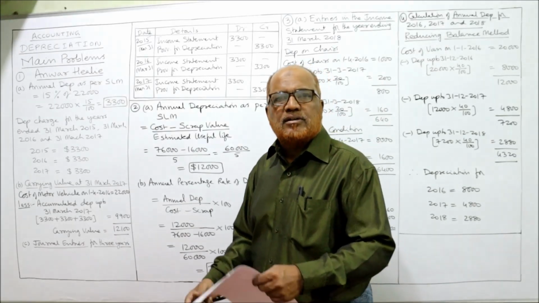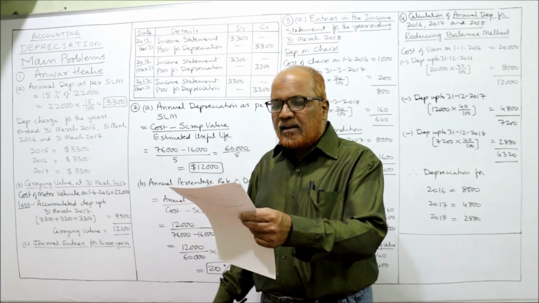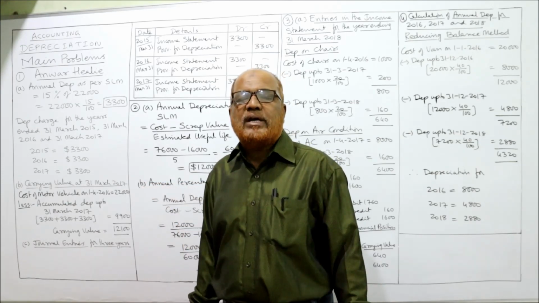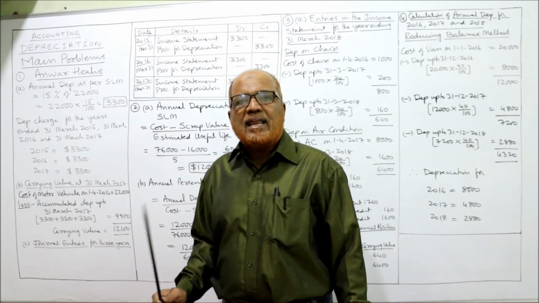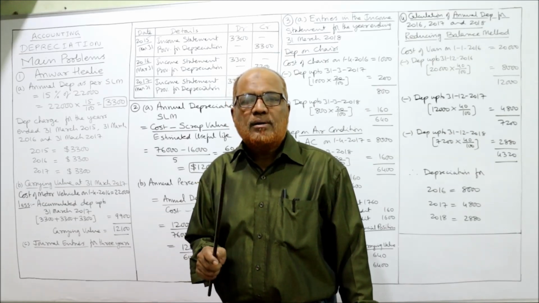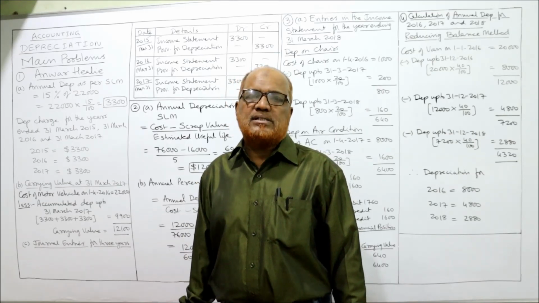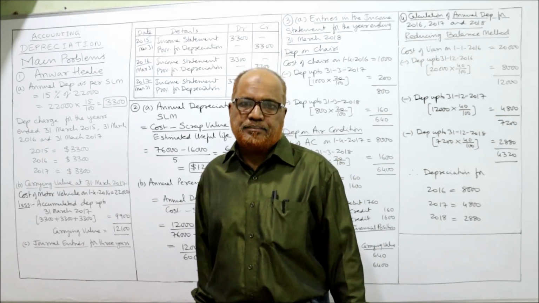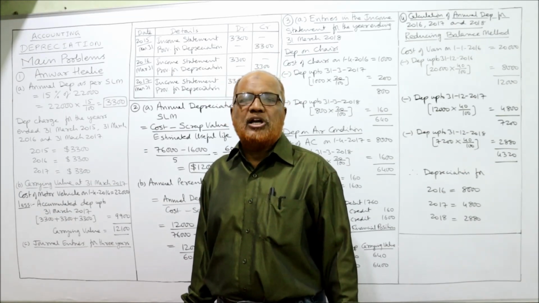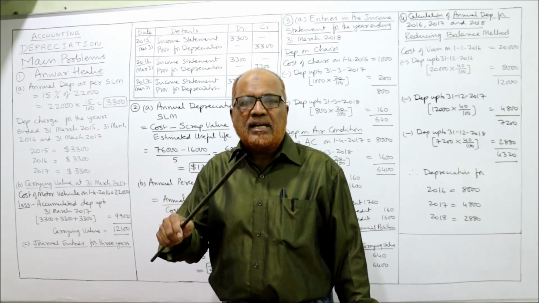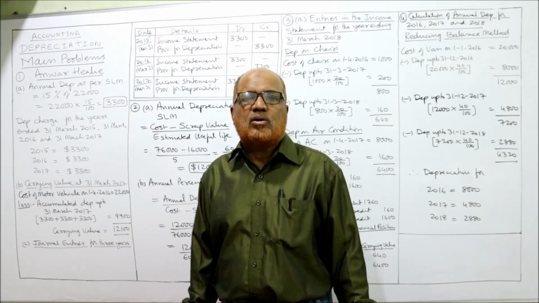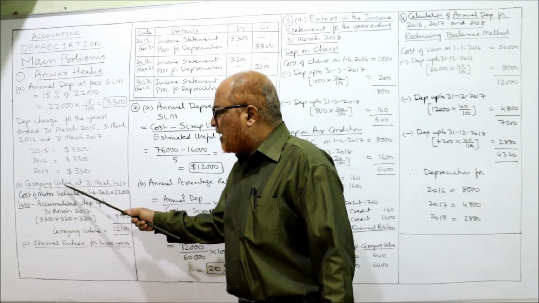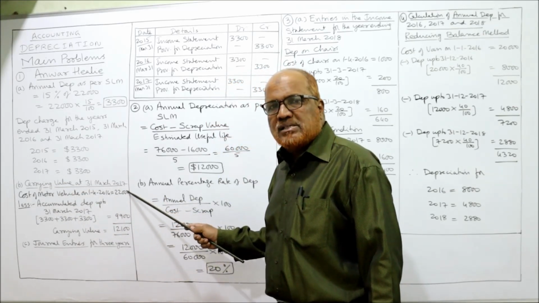First A bit completed. Now what is asking B bit? Calculate the carrying value of the motor vehicle as on 31st March 2017. Carrying value means the cost minus total depreciation or accumulated depreciation till date. Till date, what is the accumulated depreciation? So cost minus accumulated depreciation is equal to carrying value. That's what we have to find out. B, carrying value at 31st March 2017.